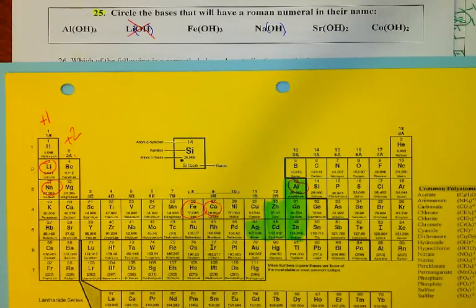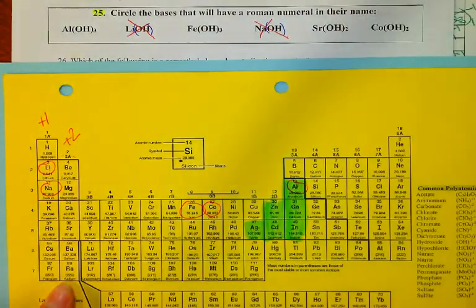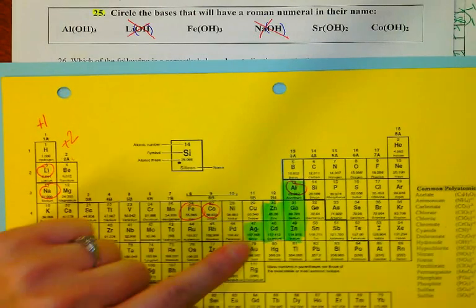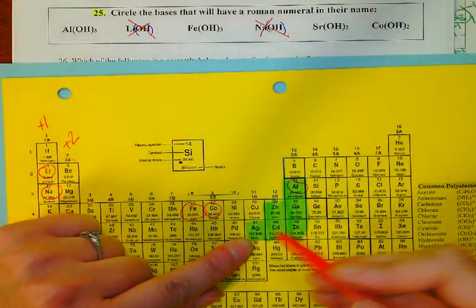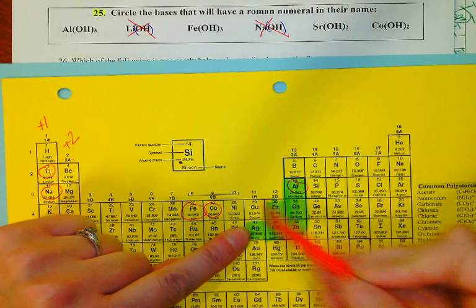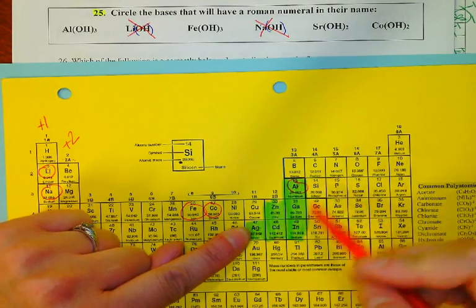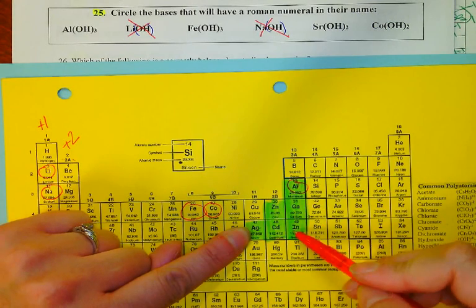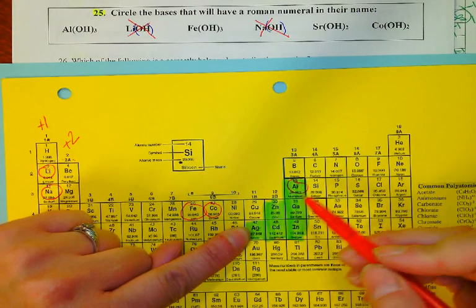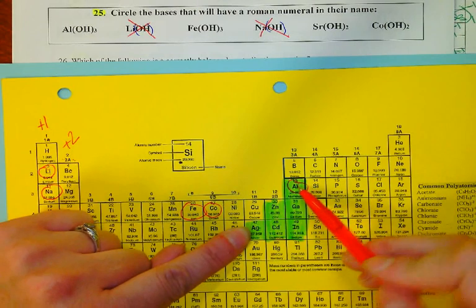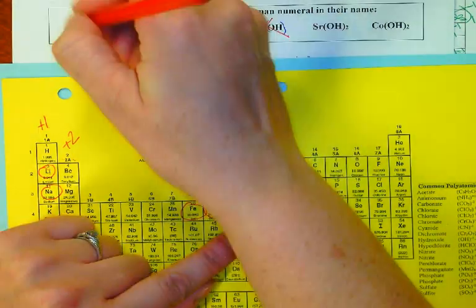Over here in that stair step, that's the exception block. The 1B always makes a +1, the 2B always makes a +2, and the 3A always makes a +3. So the only kind of aluminum is aluminum 3, so I do not use a Roman numeral, just aluminum hydroxide.